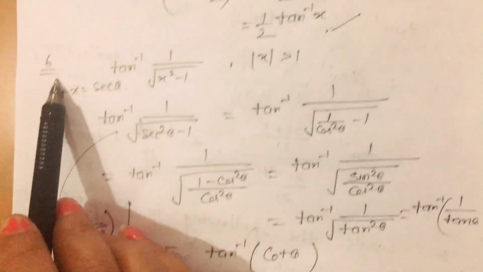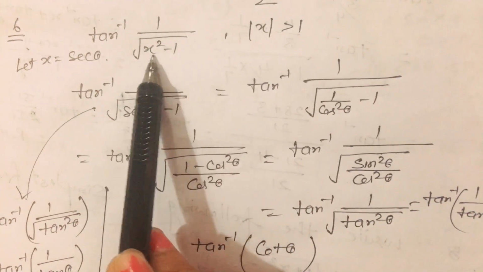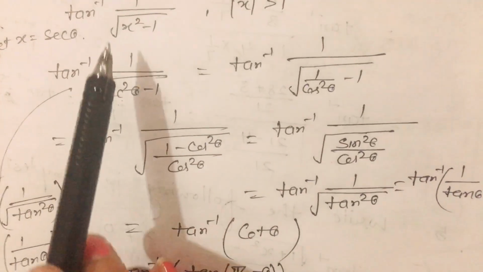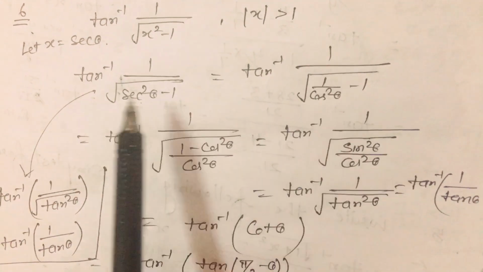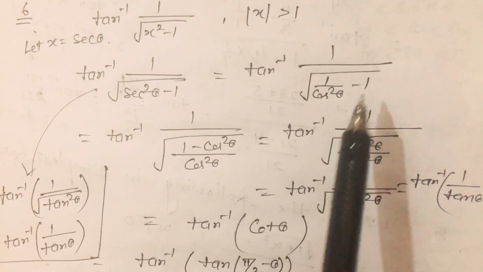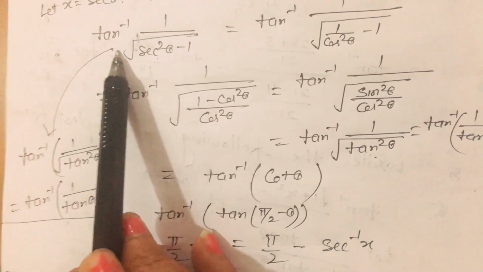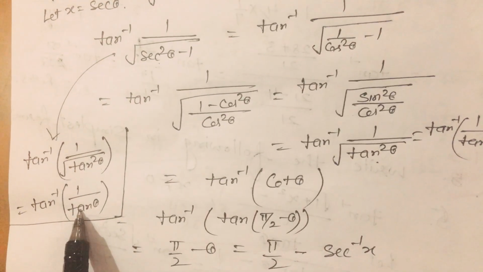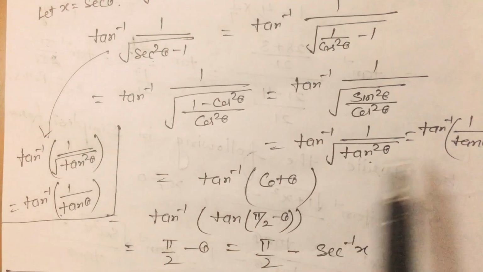Now come to the sixth question. Tan inverse 1 upon root of x square minus 1. If x square minus 1, we have to put sec theta or cosec theta. You can put cosec theta also as you wish. So here I am putting x is equal to sec theta, and I have solved by using reciprocal. Sec square theta minus 1 is 1 upon cos square theta minus 1. After LCM we will get tan square theta. Otherwise you can take a direct step: sec square theta minus 1 is tan square theta, and the square root of tan square theta is tan theta. So 1 upon tan theta.